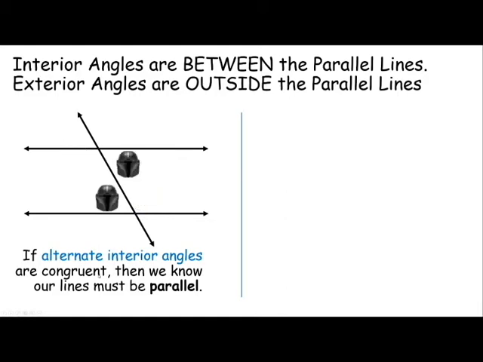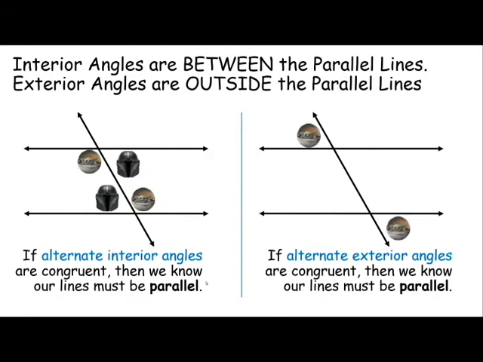Likewise, these are also alternate interior angles. Notice acute and acute. Alternate interior angles will be congruent if the lines are parallel. Likewise, if the lines are parallel, we can prove that those are going to be congruent. Alternate interior angles.